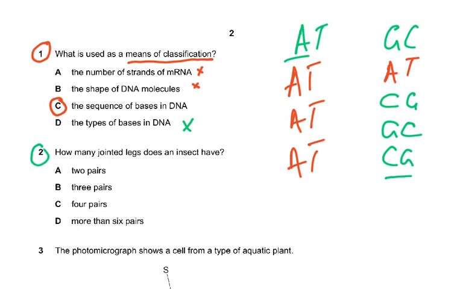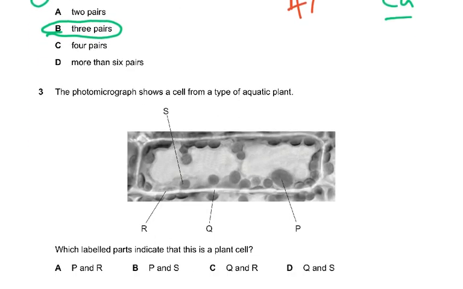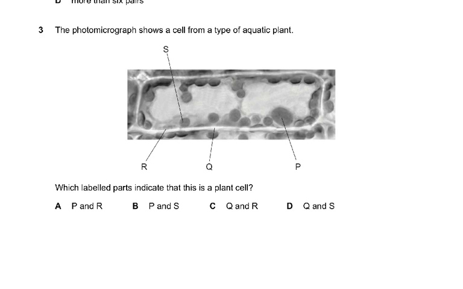Then comes question number 2, how many jointed legs does an insect have? Yeah, everybody knows it's 3 pairs. You look at a housefly, you look at a mosquito, they have 3 pairs, or you can say 6 legs. Then the micrograph shows a cell from a type of aquatic plant. Which labeled parts indicate that this is a plant cell? So basically it's going to be the cell wall, which is Q, and S is the chloroplast. So the answer is going to be D.